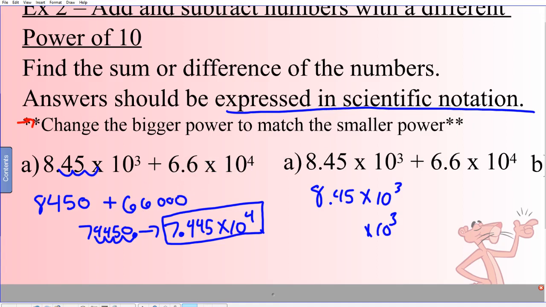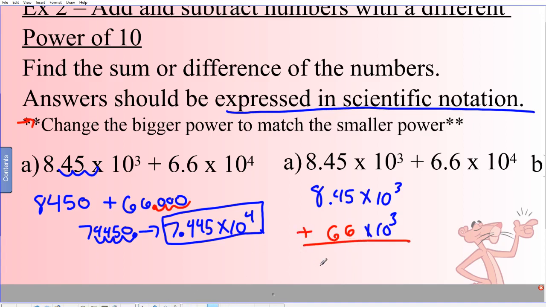Okay? Now, we would like it to be to the third power. So if we only move the decimal over 3 places, then this would be 66 times 10 to the third power. See what I'm saying? So if we move the decimal over 4 places, we would get 6.6 times 10 to the 4th in scientific notation. If we only moved it 3 places, we would have 66 times 10 to the third power. So now these both have the same power of 10.